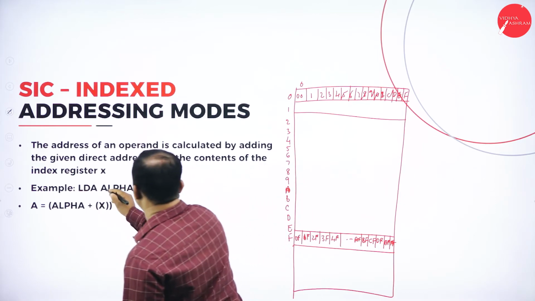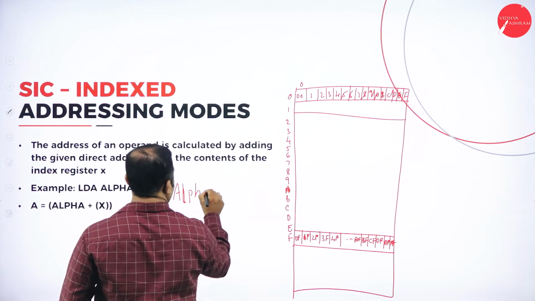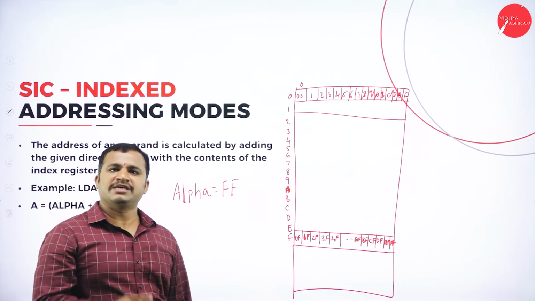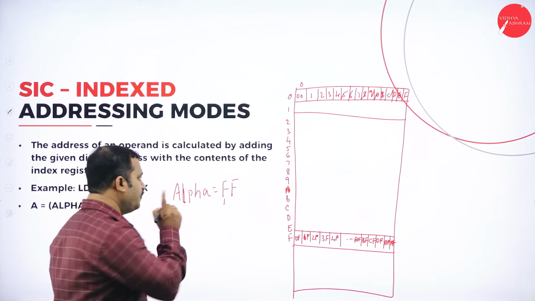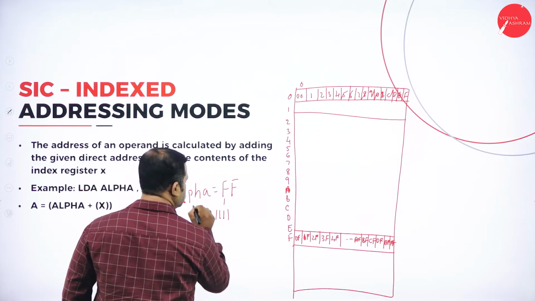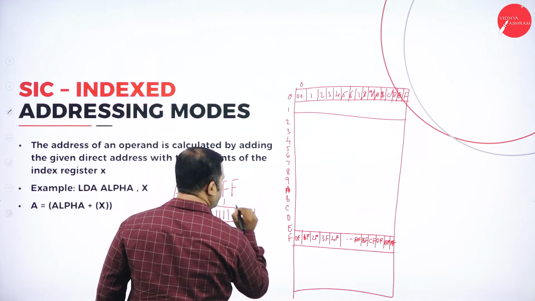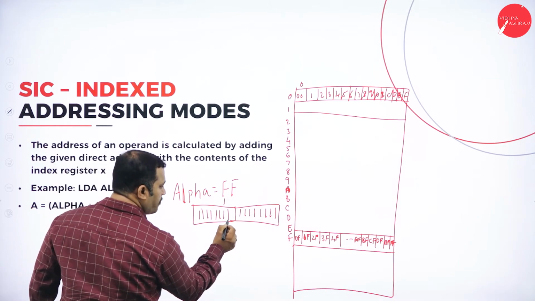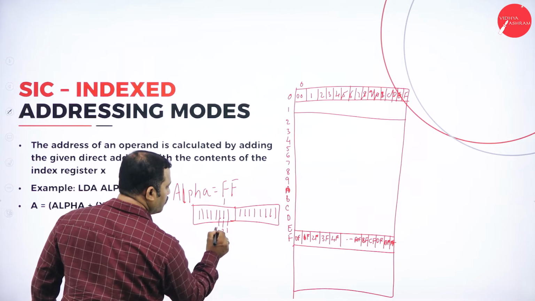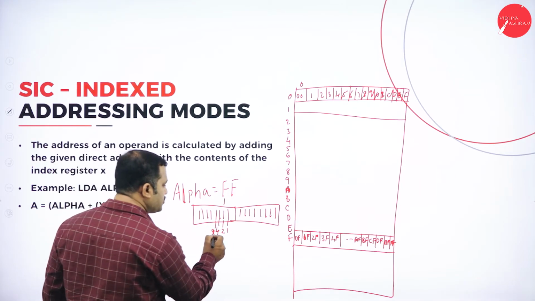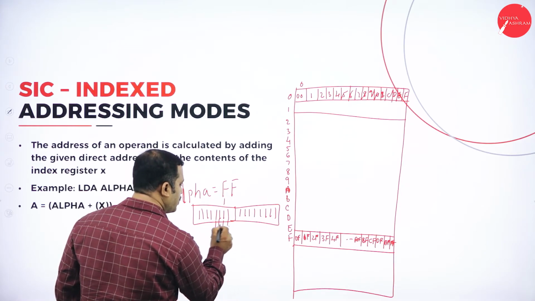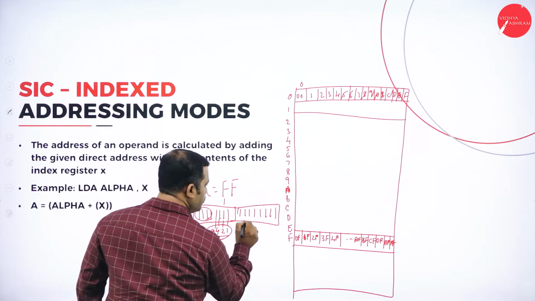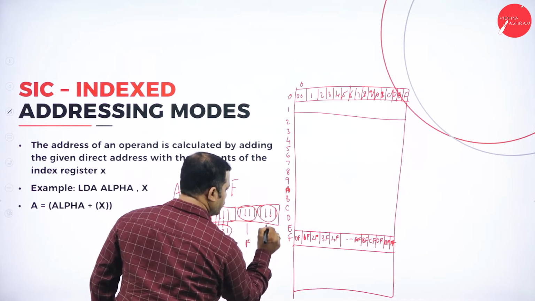Which is the location having that? Let me consider alpha is equal to FF. What does that FF indicate? F corresponds to 15. 15 means what? 1, 1, 1, 1. This is 1 byte. Another 1, 1, 1, 1. See here, 2 raised to the power of 0 is 1, 2, 4, 8. If I add up all these values, what is the value I get? 8 plus 4, 12, 12 plus 2, 14, 14 plus 1, 15. So this becomes F. This location becomes another F.